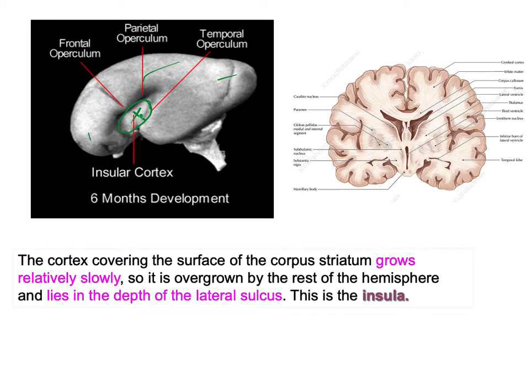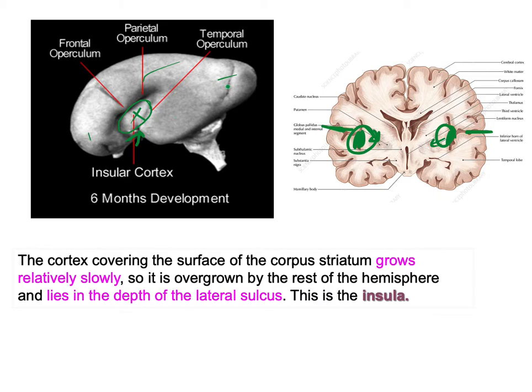Anyway, if you remove it here, you will get to the corpus striatum, right? You will get to the corpus striatum if you remove it here. This is the lateral sulcus, or lateral fissure. However, how is it created? How is the insula created?